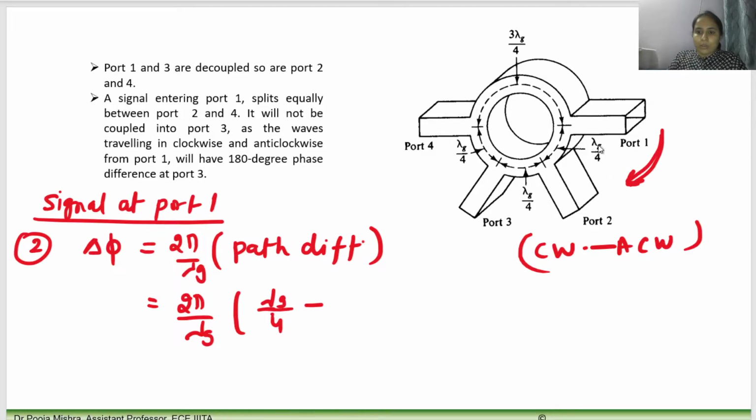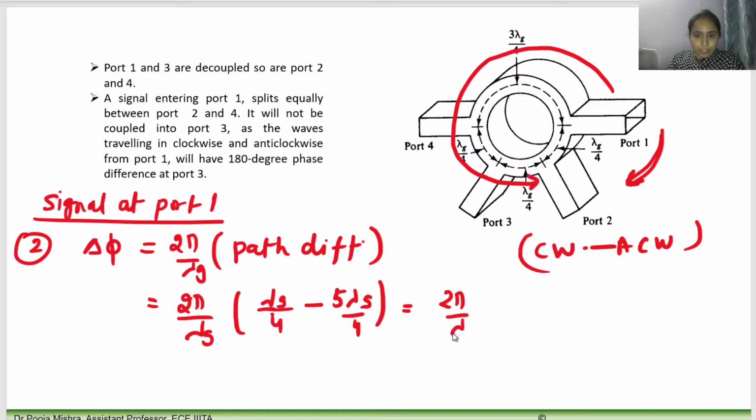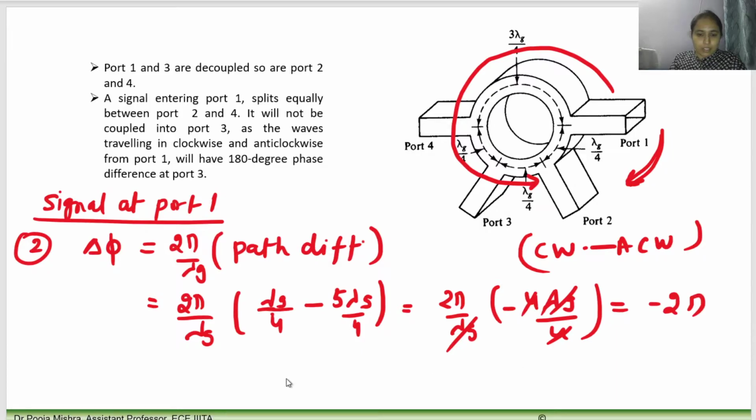And anti-clockwise, what will happen? It will move from here to here to here. So how much length has it traveled? 3 lambda g by 4 plus lambda g by 4 plus lambda g by 4, that is 5 lambda g by 4. So this will be equal to 2 pi by lambda g into (lambda g by 4 minus 5 lambda g by 4), which is minus 2 pi.